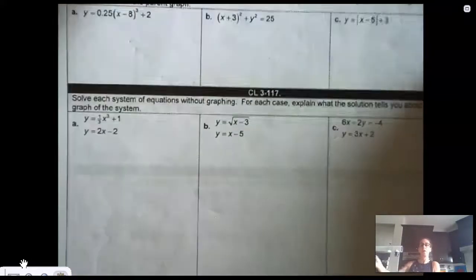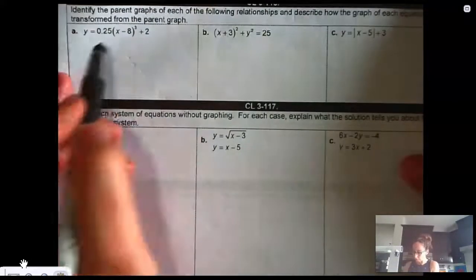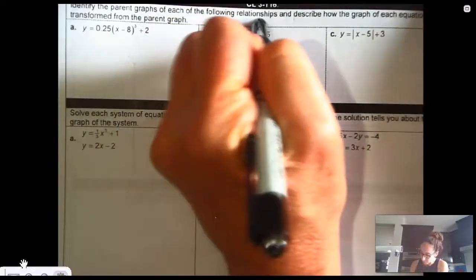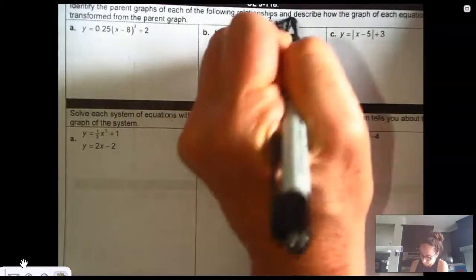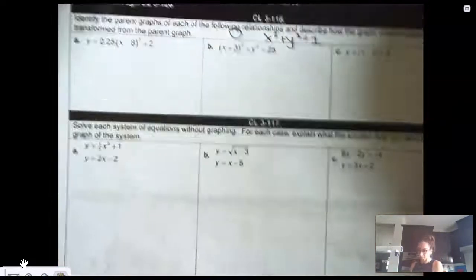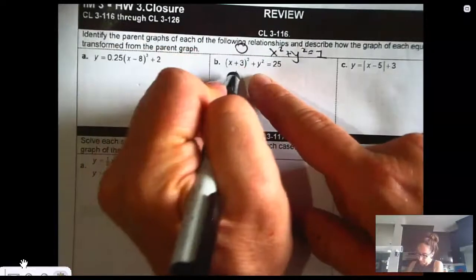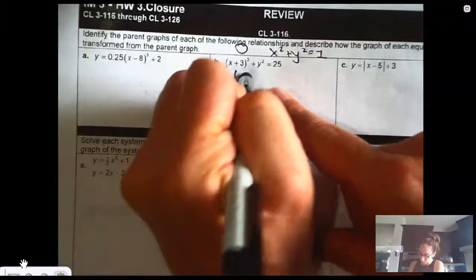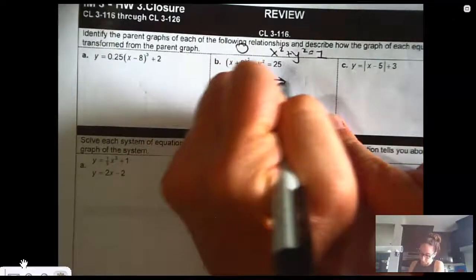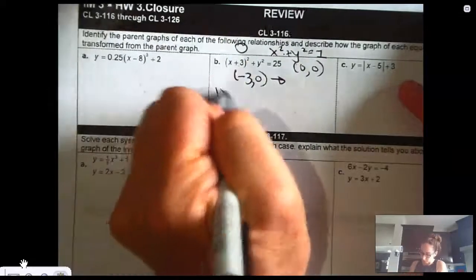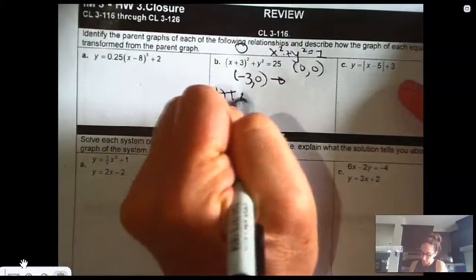So first thing you need to know is what shape they're going to make. So what is the parent graph? When I look at this, the parent graph is x squared plus y squared equals 1, and I know letter B is going to make a circle. So what is the transformation of this? That means that now the vertex is -3, 0 when it originally was 0, 0. So I could say a horizontal translation left 3.